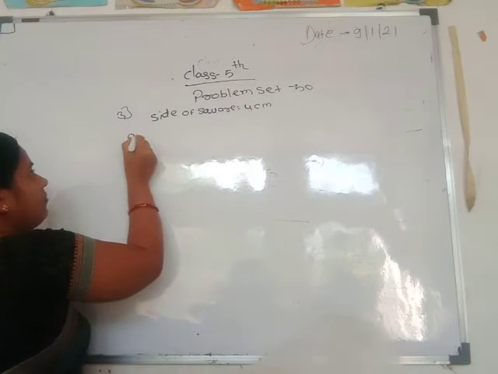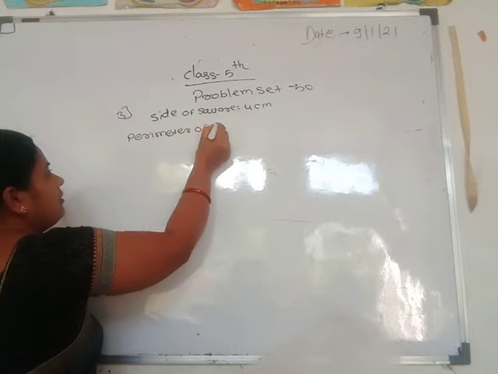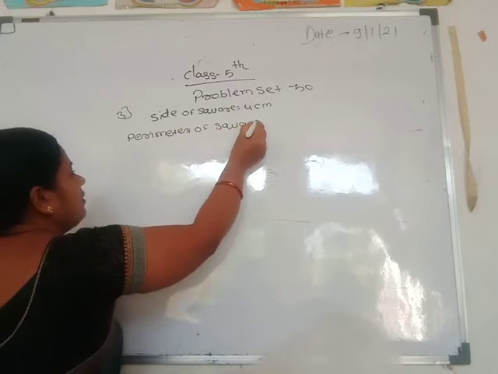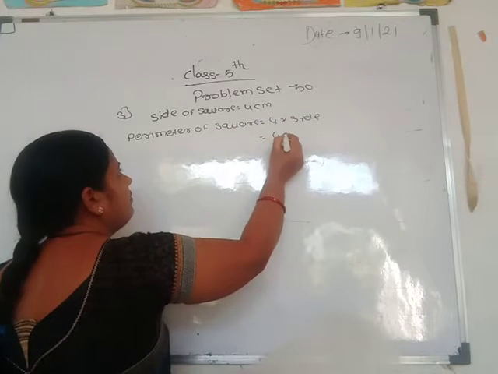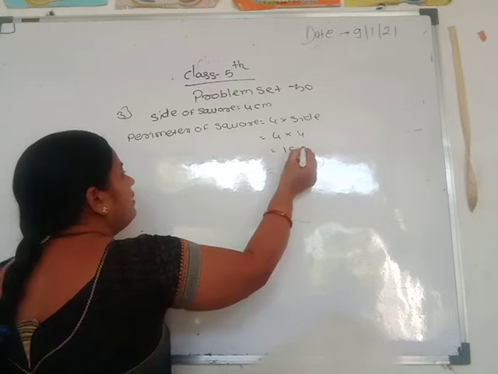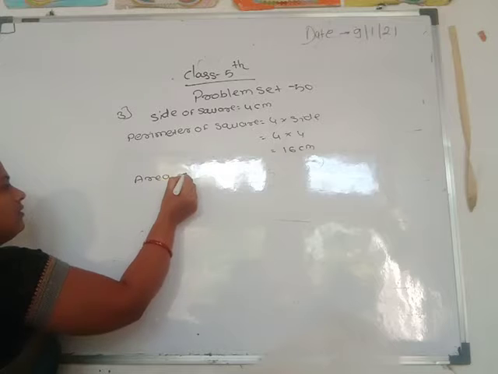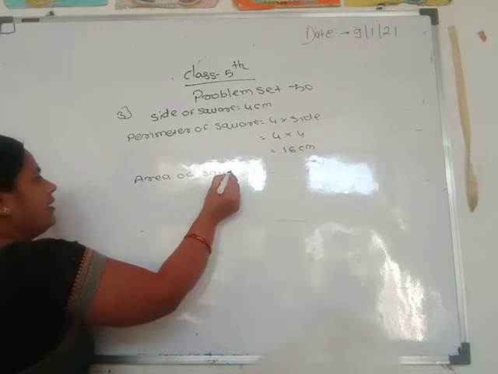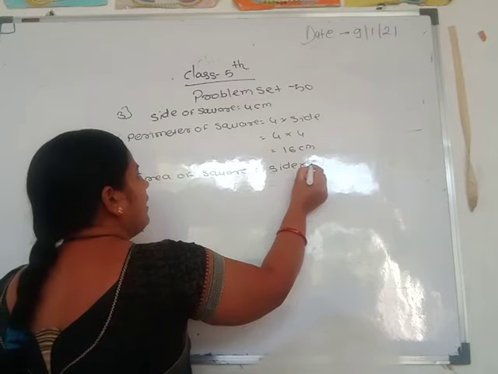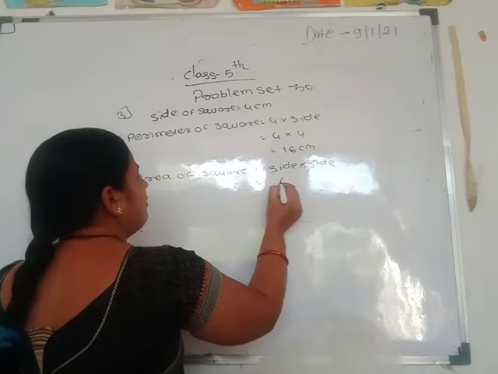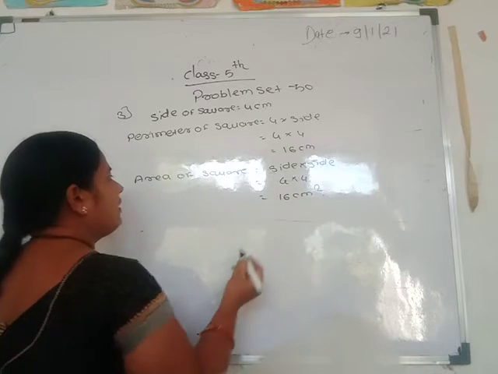Then you write the formula first. Perimeter of square is equal to 4 into side. The side here is 4 cm, 4 fours are 16 cm. Then area of square. Area of square means side into side. 4 into 4 is 16 centimeter square.